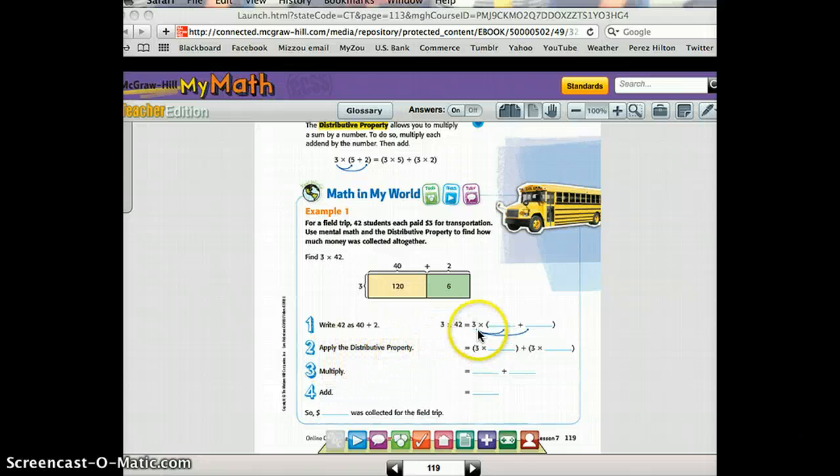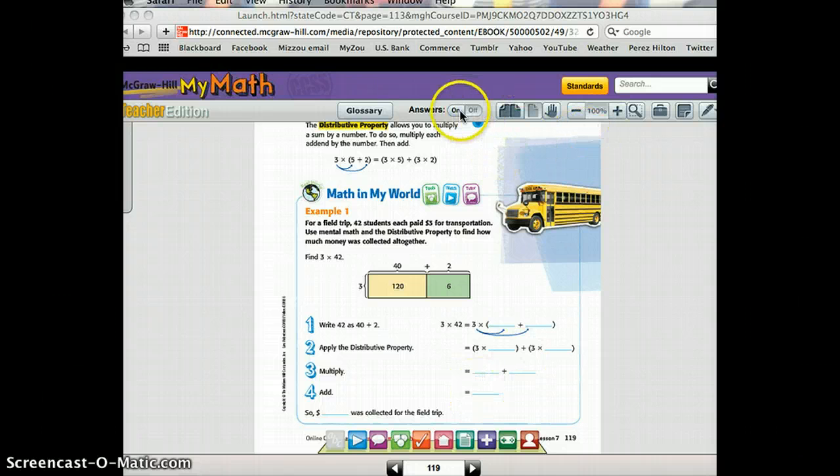So you're going to have to apply the distributive property. That means we're going to deal out that 3 to each of those parts, to the 40 and the 2. So 40 times 3 and 3 times 2. Once we multiply those, that's our partial products, like they did here in the area model, 3 times 40 and 3 times 2. Their partial products were 120 and 6. Then we have to add those together, just like we did in the area model.